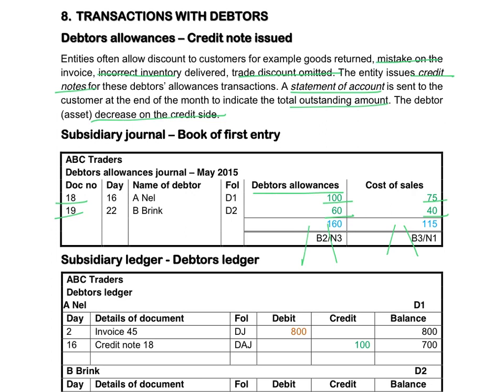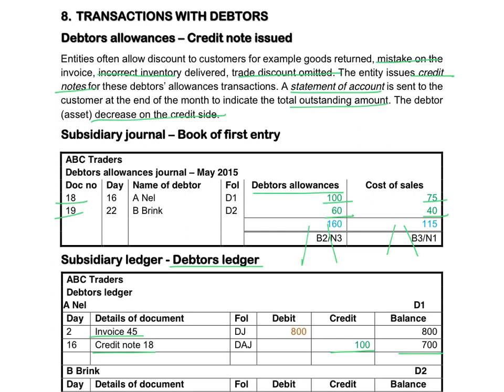Every day, the entries in the debtors and debtors allowances journal will be recorded in the individual accounts of our debtors in the debtors ledger. So this is done on a daily basis. So the first entry we will show that we sold to Nell in the previous exercise. Now there's a credit note, so we have to reduce his account with 100 Rand, the sales price of the goods, and we deduct this 100 Rand from the 800, and that means he now owes 700 Rand.